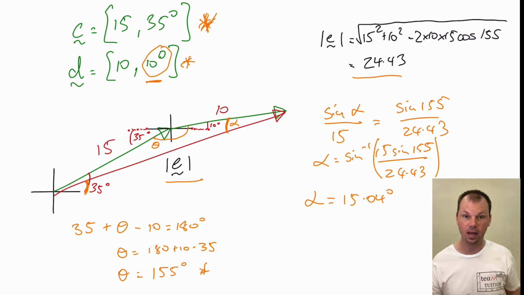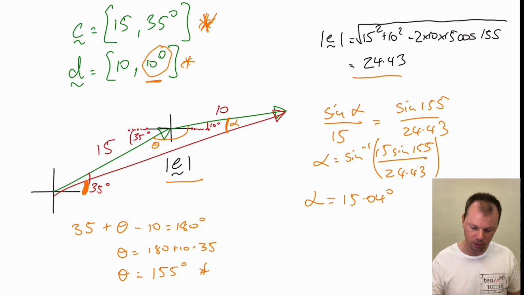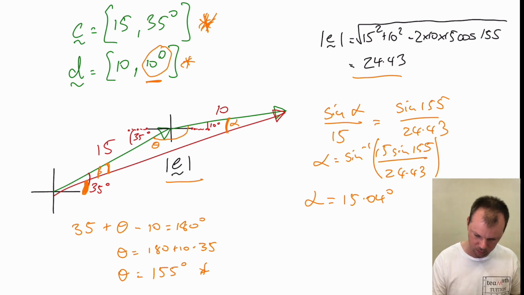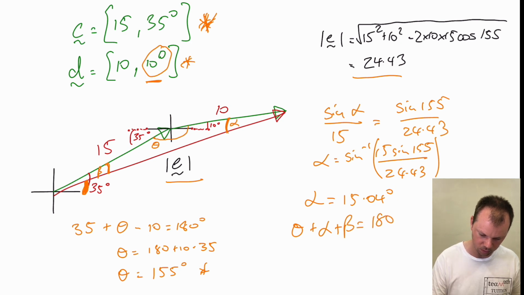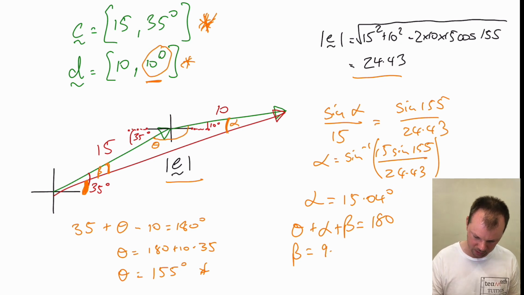Now we need to somehow relate that angle back to our angle all the way down here. If we know alpha and we know theta, we can work out what this angle in here is. Let's call it beta. We've got theta plus alpha plus beta equals 180. So we can work out what beta is equal to. That's just going to be 180 minus our 15 and minus 155. We get 9.96 degrees.